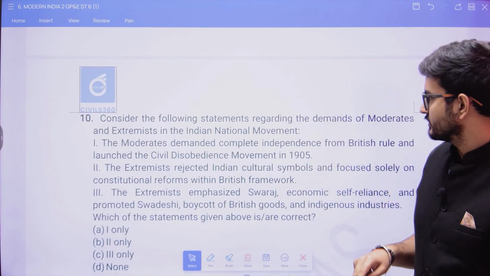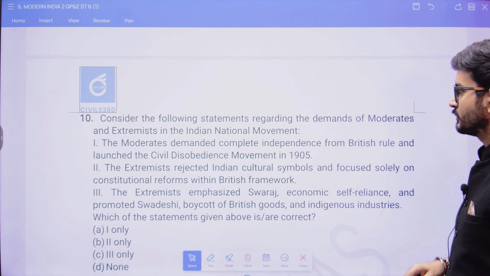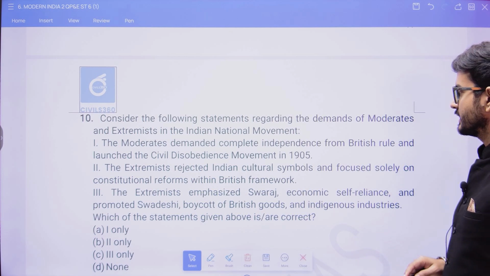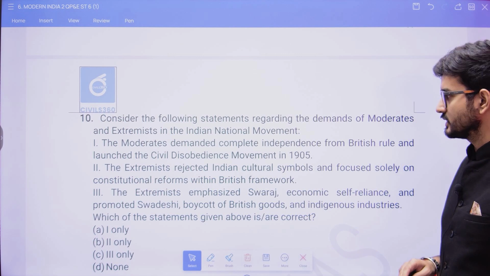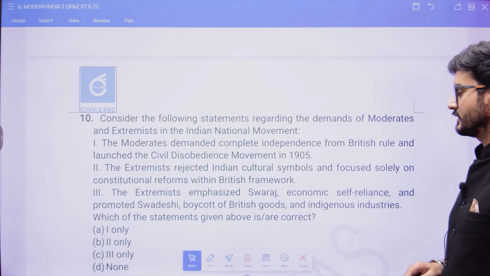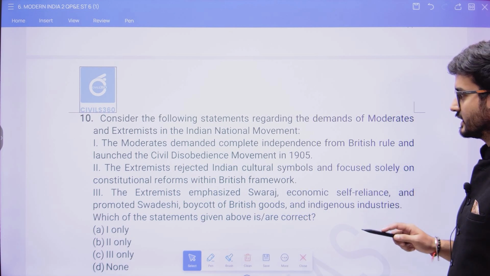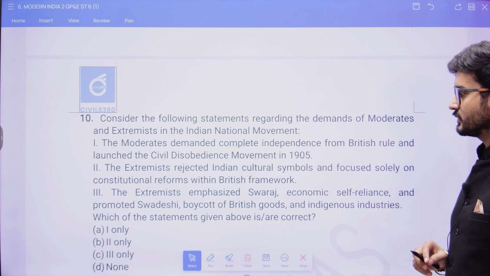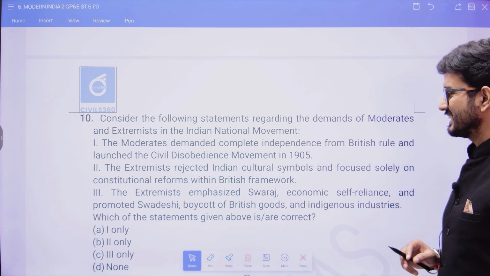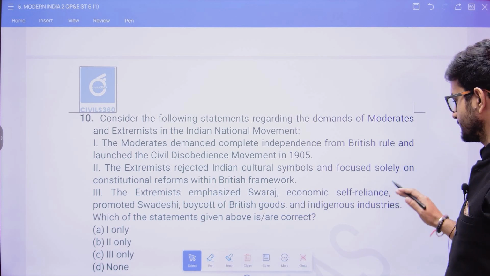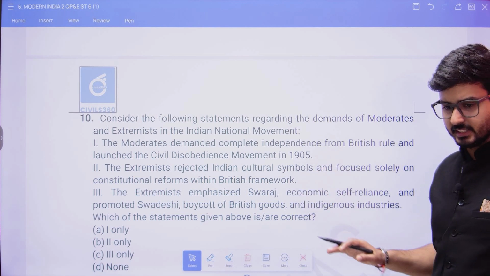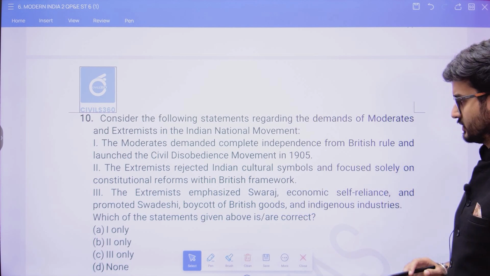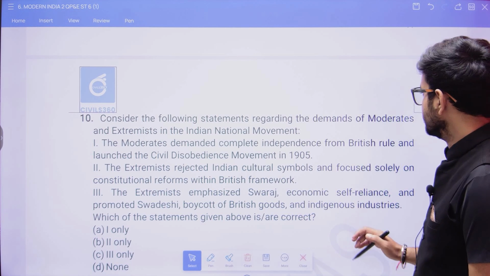Consider the following statements regarding the demands of moderates and extremists in the Indian national movement. The moderates demanded complete independence from British rule and launched the civil disobedience movement in 1905. The extremists rejected India's cultural symbols and focused solely on constitutional reforms within the British framework. The extremists emphasized Swaraj, economic self-reliance, and promoted Swadeshi, boycott of British goods and indigenous industries. Which of the following is correct?